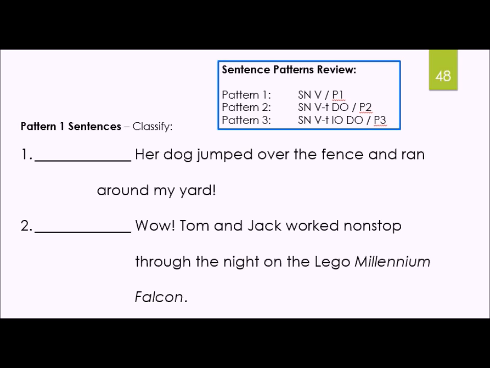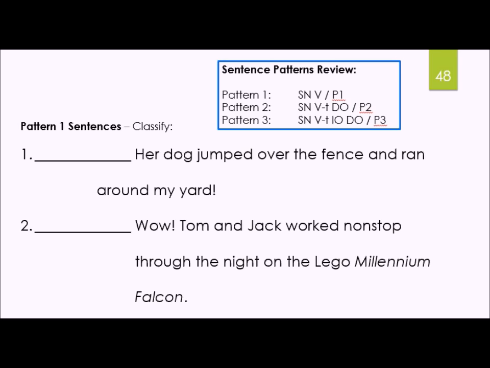Pattern 1 is just a subject-verb core. That's pattern 1. Pattern 2 is a subject, noun, verb, transitive, direct object core. Pattern 3 is subject, noun, verb, transitive, indirect object, and then direct object core. So these are going to be the 3 patterns you're going to need to be paying attention to as you classify. So let's do the first one.